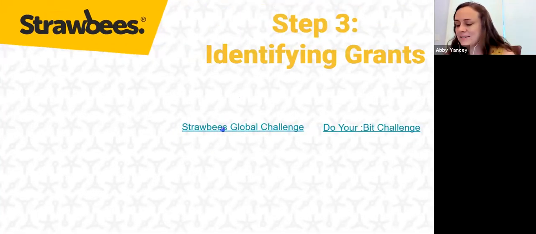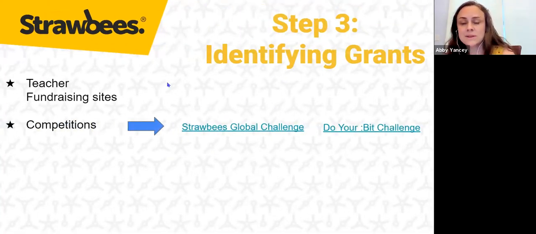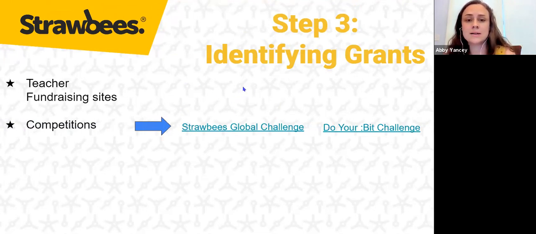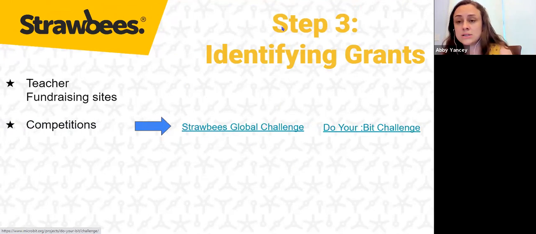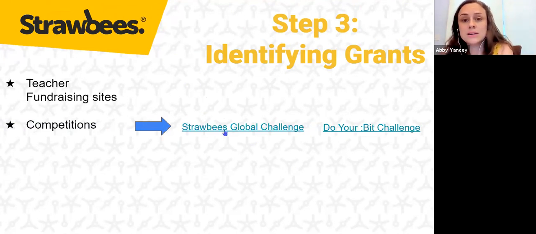Thanks, Sam. Another great option is competitions. Competitions are a great way to get your students involved as well. And in this case, they're actually making projects and participating in a global challenge or global competition. Strawbees has two going on right now, the Strawbees Global Challenge and the Do Your Bit Challenge. And these can be a great way for students to make projects and also win grants and STEAM materials for your school or your classroom.